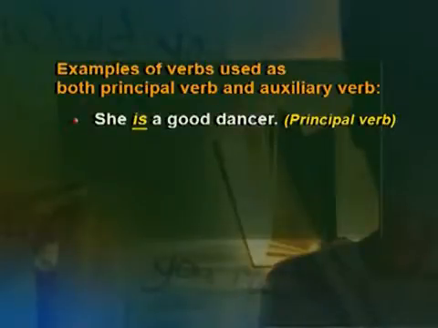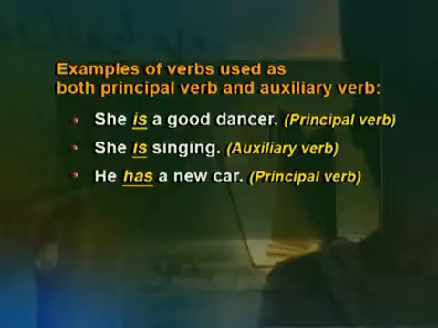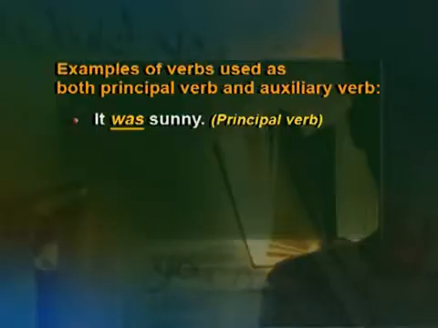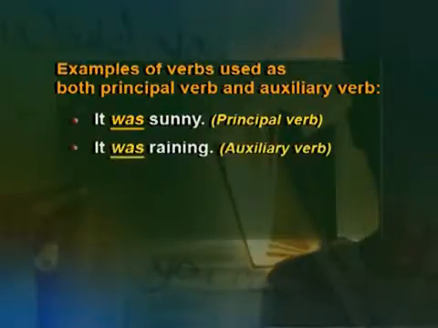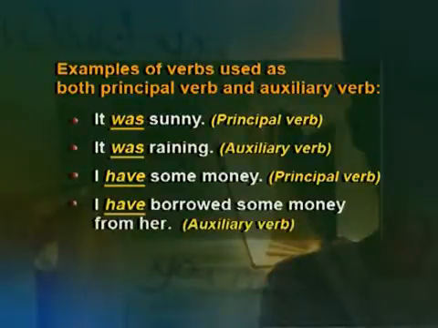Now let us understand the difference in uses when they are used as auxiliary verbs and when they are used as main verbs. Examples: She is a good dancer. Here is is a main verb. She is singing. Here, because it is attached with the main verb singing, is becomes an auxiliary verb. He has a new car. He has bought a new car. It was sunny. It was raining. I have some money. I have borrowed some money.